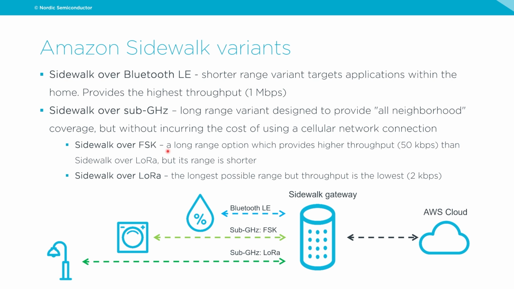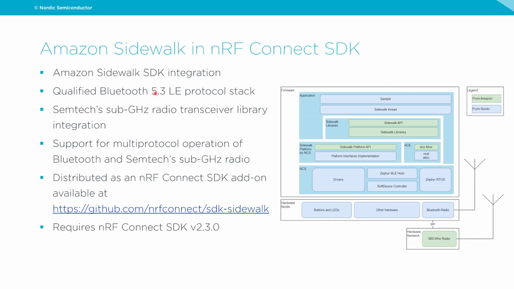So the difference, again, the trade-off is between range and throughput. And all of these variants will be able to connect to a Sidewalk bridge, which will then connect to the cloud backend. So Amazon Sidewalk, how it fits with the nRF Connect SDK. So it is integrated with the nRF Connect SDK.